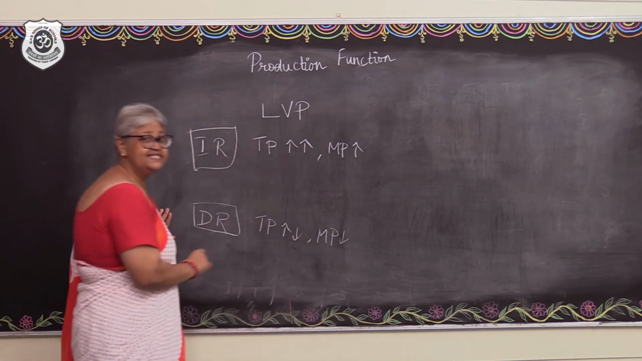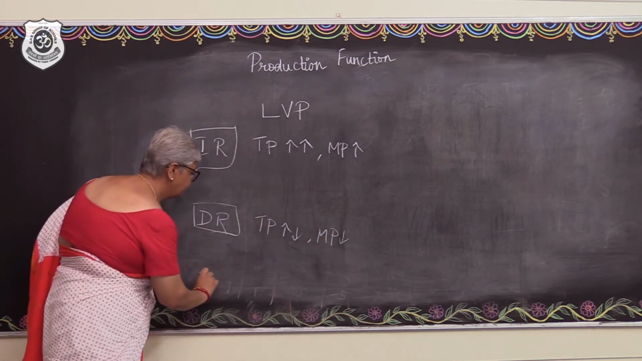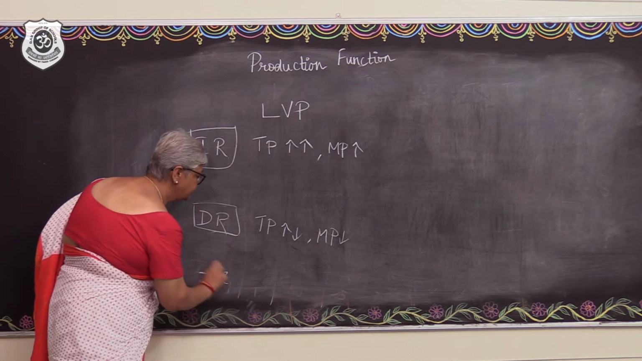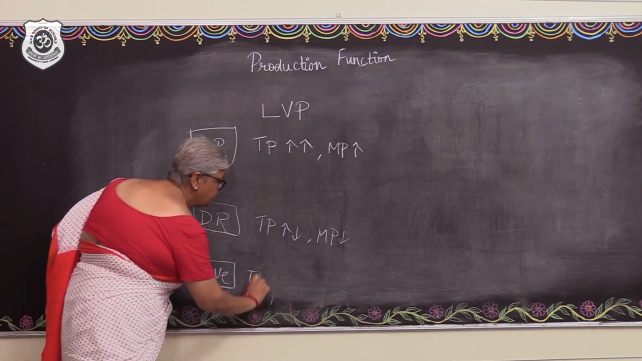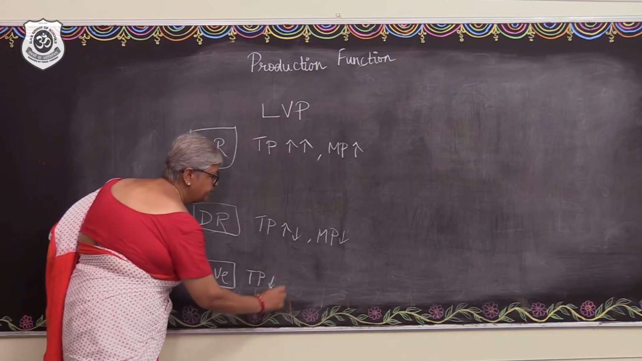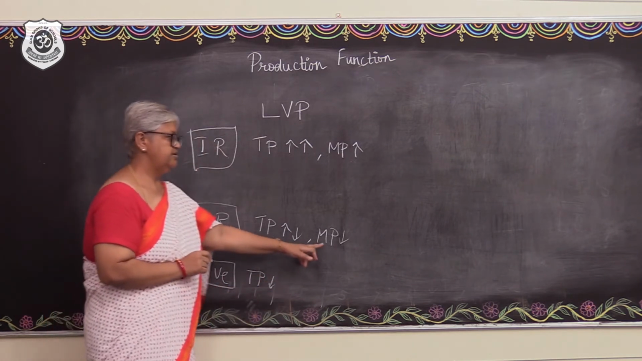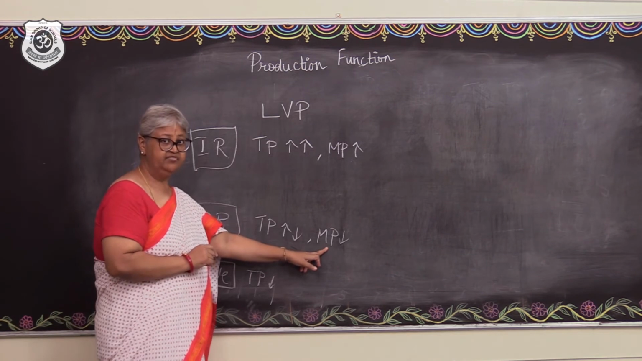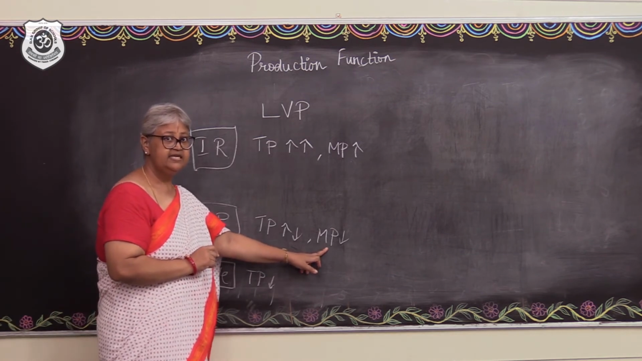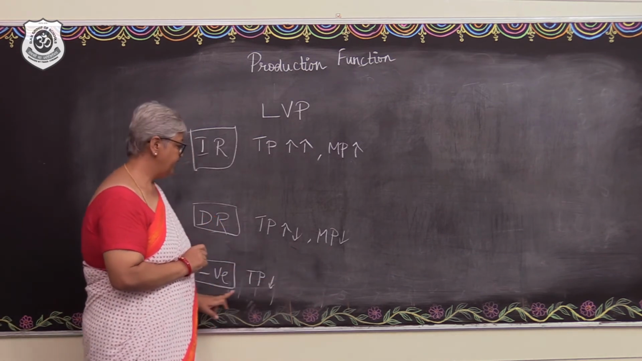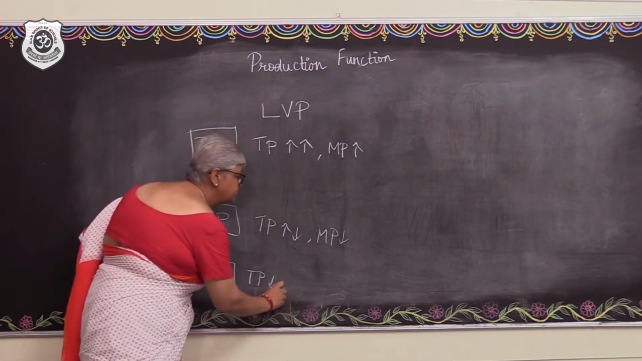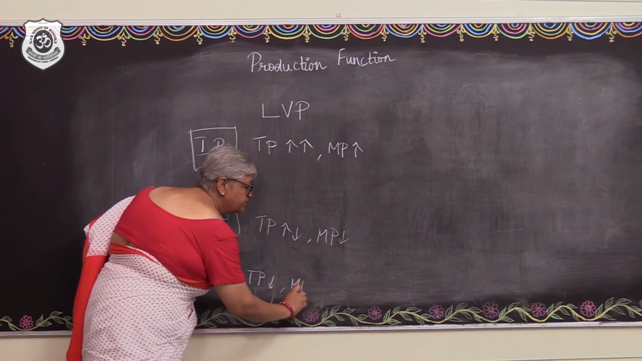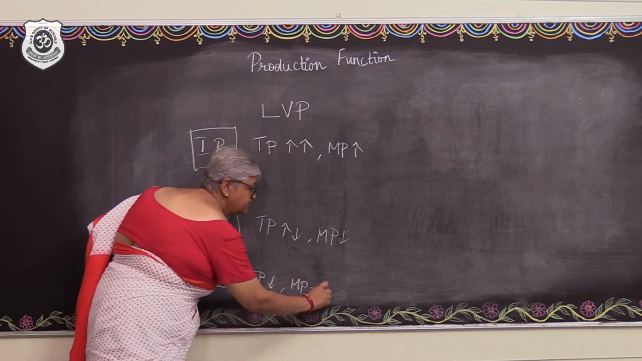actually decreases. And then we have the negative return stage, that is the third phase, wherein the total product starts falling. The MP starts falling in the second phase itself. Yes, it would reach 0, and then in the third or the negative returns phase, it becomes negative. So the marginal product becomes negative.